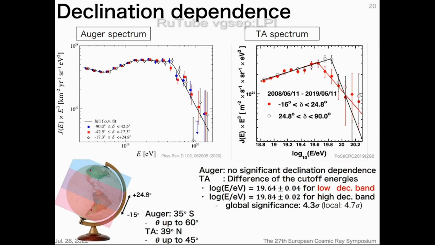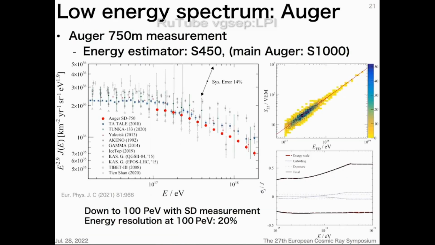So this briefly summarizes the highest energy region. In the common declination band, the TA and the OJ spectra are in agreement, but in the higher energy, higher declination band only seen by the TA, there look to be differences. So then let's move on to the low energy measurement.